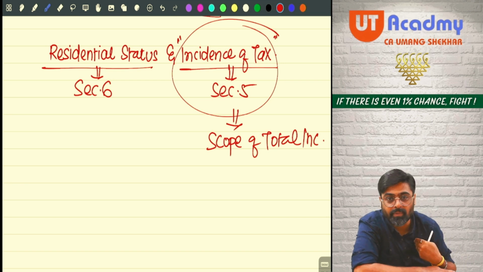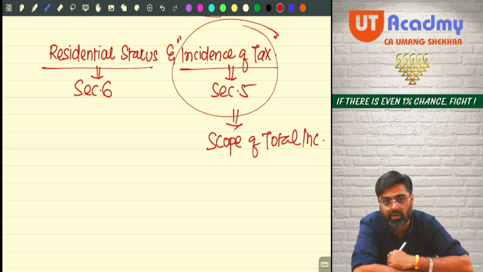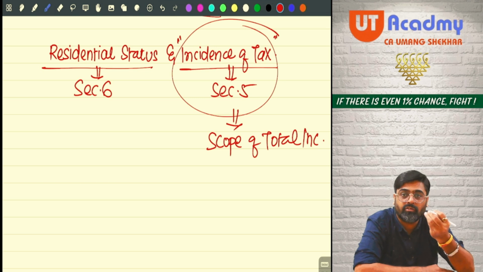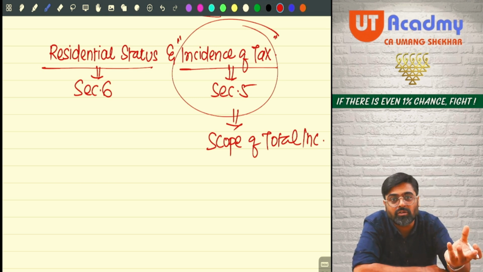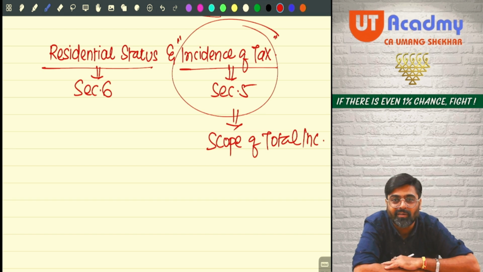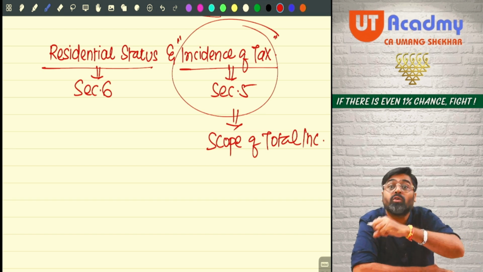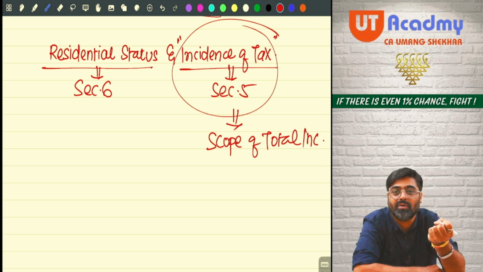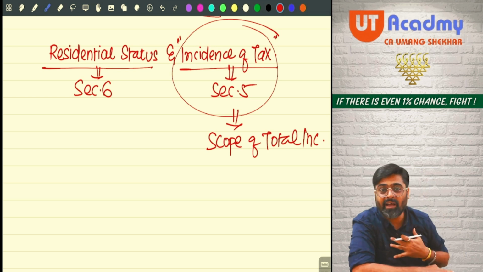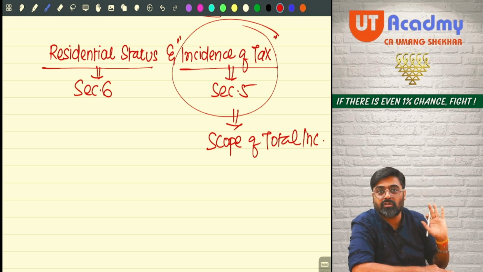Now tell me, for a person like me, how many sources can I have? I can have 5 sources of income. I can have 7 sources of income. I can have 10 sources of income. How many sources of income do you have? Zero. Because there is no source from where you are earning income right now. Yes or no? I might have 3, 4, 5 sources of income.